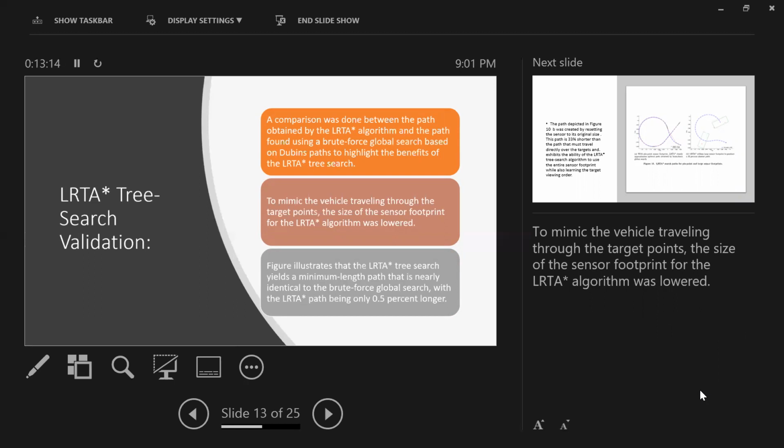This slide is about LRTA* search validation. In the validation, we need to do a comparison. A comparison was done between the path obtained by the LRTA* algorithm and the path found using a brute force global search based on Dubins paths, highlighting the benefits of the LRTA* tree search. And to mimic the vehicle traveling through the target points, the size of the sensor footprint for the LRTA* algorithm was lowered.